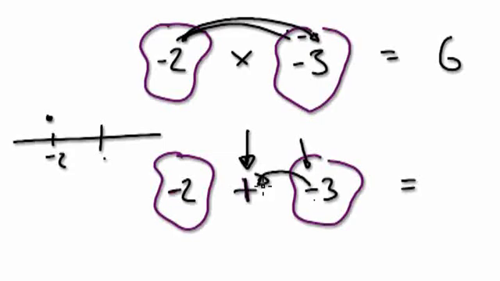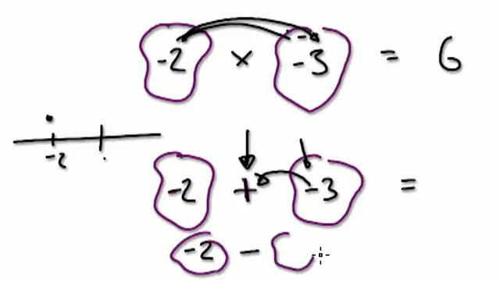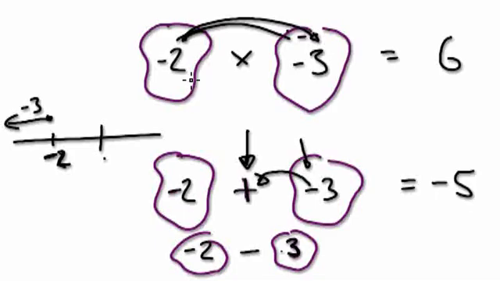So let's take the minus out here. So it's actually minus 2, minus a positive 3. If you don't understand this, then go back a few videos. So it's basically minus 2 minus 3. In effect, you start at minus 2, and then you take away 3, which is you go back 3 here, which is minus 5. Okay, minus 5.